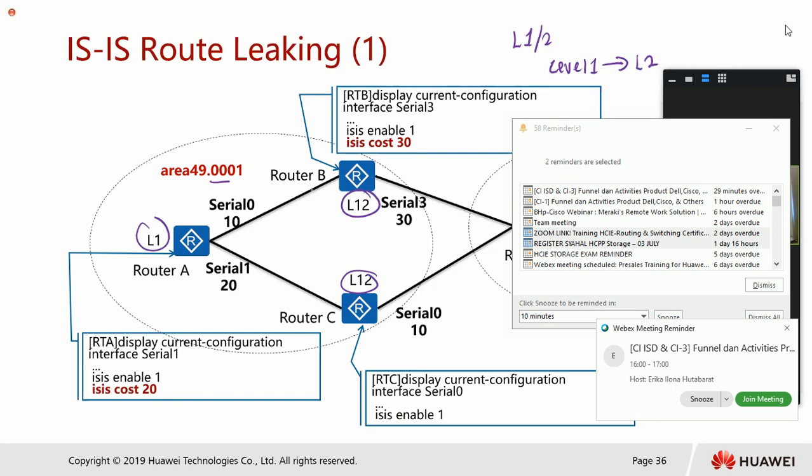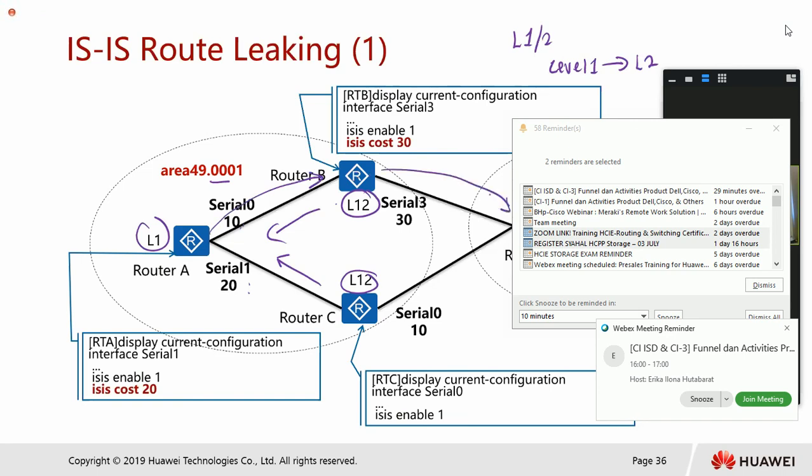It is based on the level 1-2 routers. The level 1-2 routers give a default route back into router A. Router A then compares the cost, cost of 10, cost of 20. Cost of 10 is better. So I'm using router B as the next hop to go to the destination.